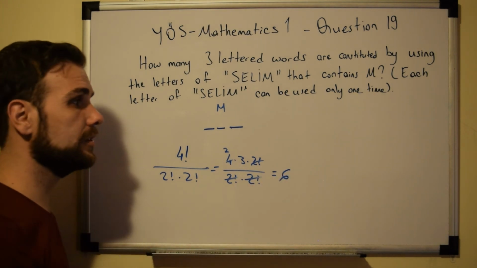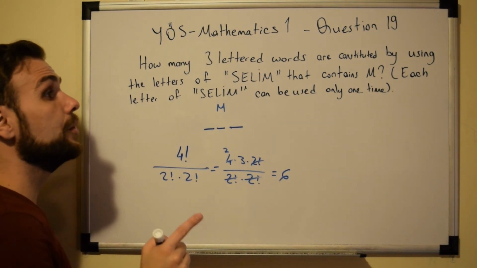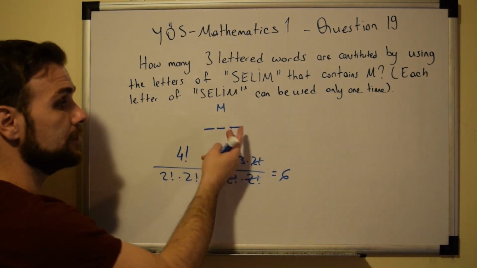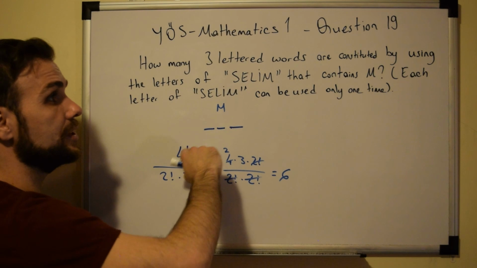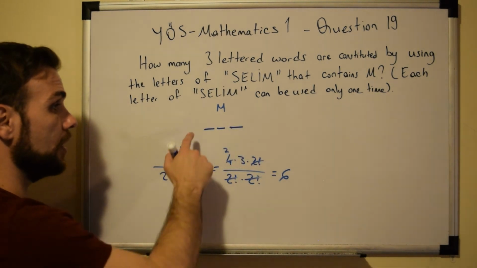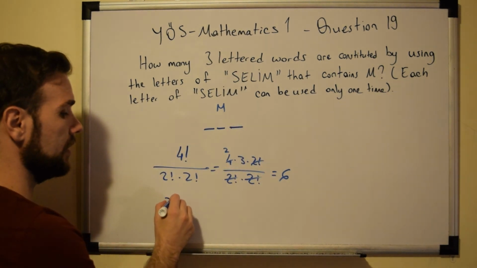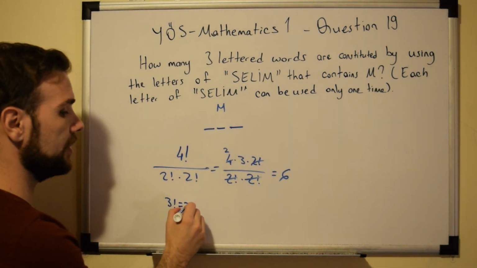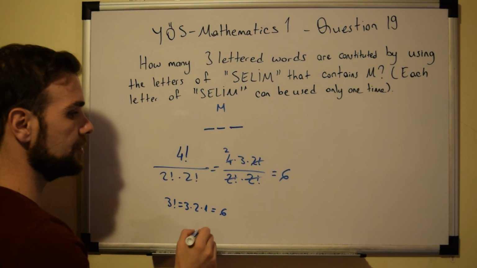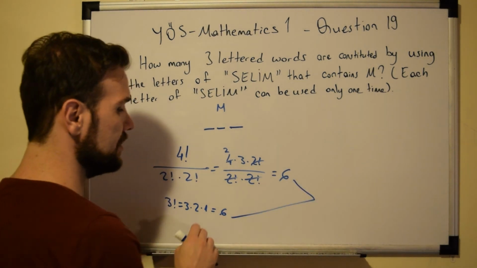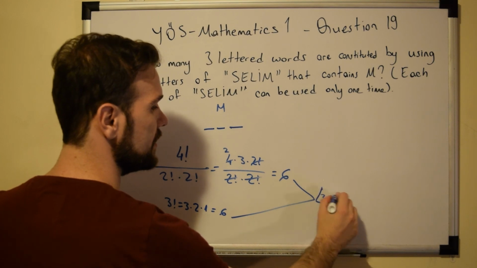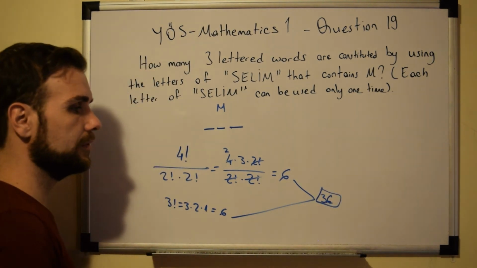But the answer does not end here. Why? Because we also have to consider the fact that there are different arrangements of letters that we will have using these 3 letters. So how do we find the arrangements? Since we have 3 letters, it's going to be 3 factorial, which is equal to 3 times 2 times 1, which is equal to 6. And what is left to do is just multiply these two. So we have 6 times 6, which is 36. So this is the final answer for this question.